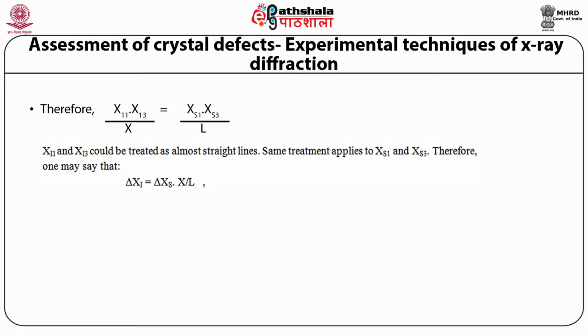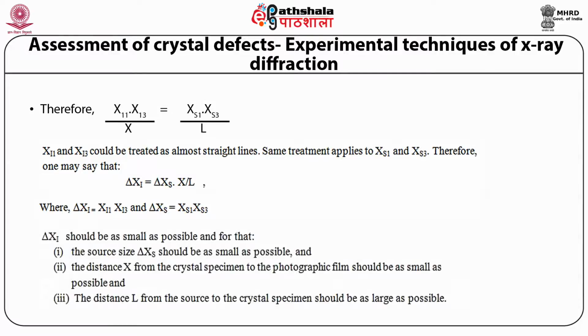Therefore, one may say that delta XI is equal to delta XS into x by capital L, where delta XI is equal to XI1XI3, and delta XS is equal to XS1XS3. Delta XI should be as small as possible, and for that, the source size delta XS should be as small as possible, the distance x from the crystal specimen to the photographic film should be as small as possible, and the distance L from the source to the crystal specimen should be as large as possible.